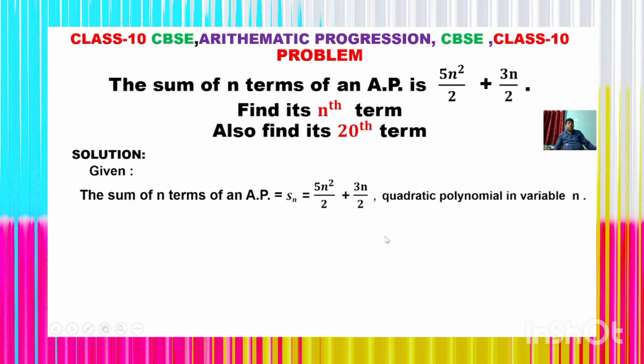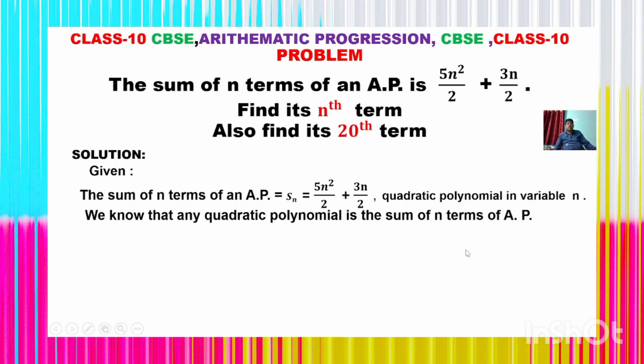And we know, according to important properties of AP, any quadratic polynomial always indicates the sum of n terms, and any linear polynomial always indicates the general term of the AP. So any quadratic polynomial always indicates what? The sum of n terms of an AP. This is one of the important properties of the arithmetic progression. All of you know, yes, any quadratic polynomial is the sum of n terms of AP. Once again, note down this property.